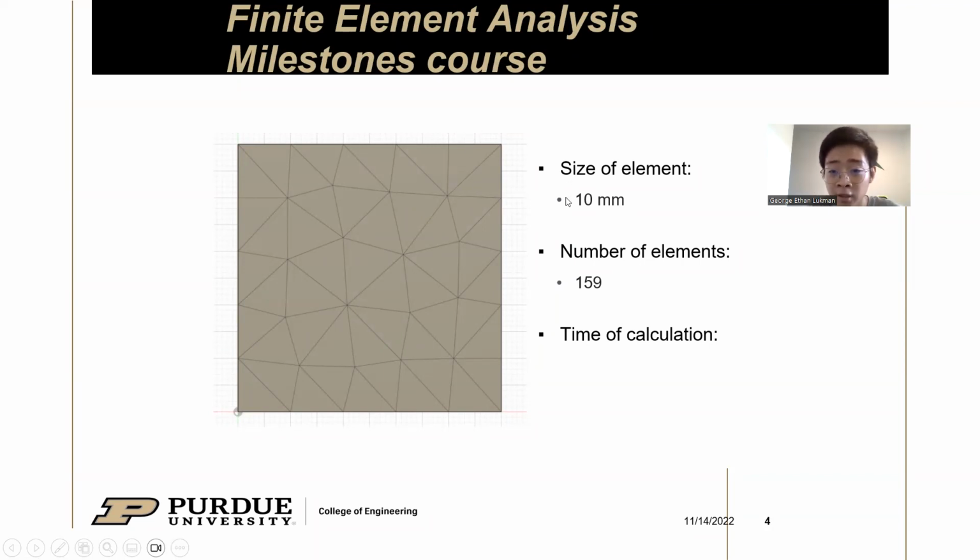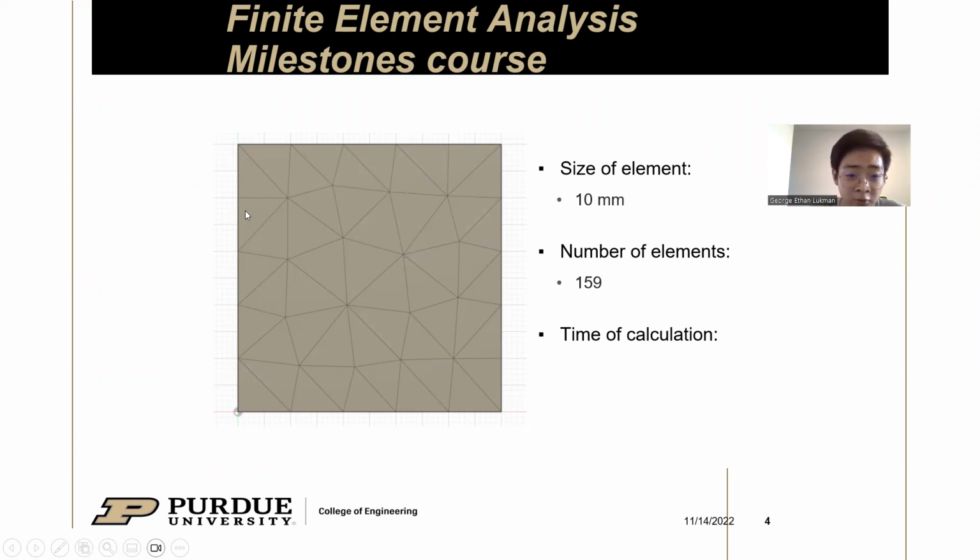So we have a 10 millimeter element here. This is 10 millimeters, this is 10 millimeters. And it's saying that we have 159 elements. If we do some simple math, we'll see that it makes sense, because here we have 5 and 5. Multiply that, so we can approximate each side to have 25. And again, a cube has 6 sides. So 25 times 6 comes out to be 150. Now it says about 159.